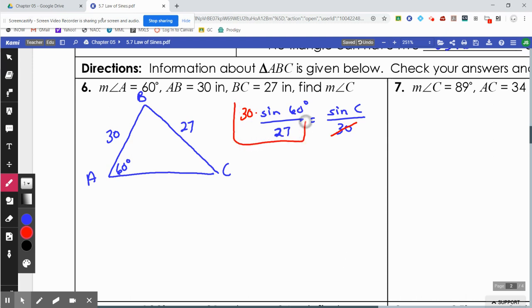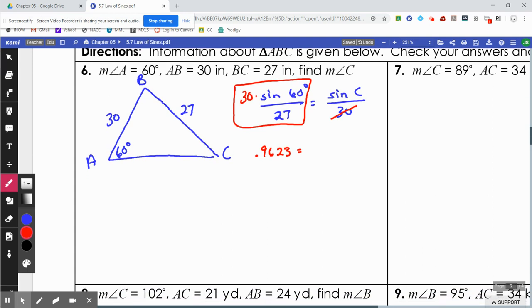And we're going to type all of this into our calculator. 30 times the sine of 60 over 27. And you get about 0.9623. However, that's not our answer, because look what that's equal to. It's not equal to C, it's equal to the sine of C. So we've actually got one more step that we've got to go through.